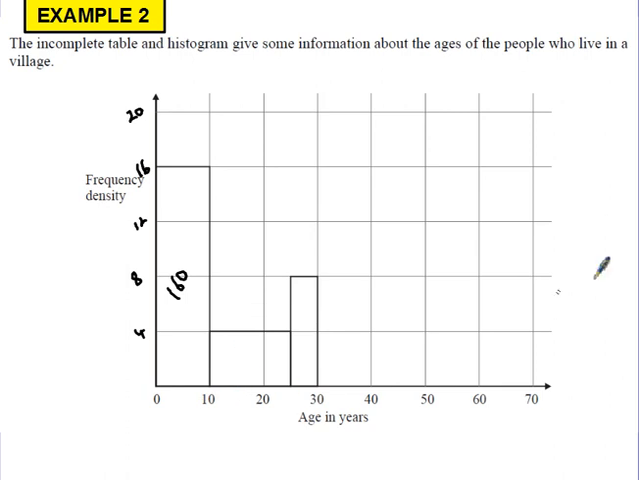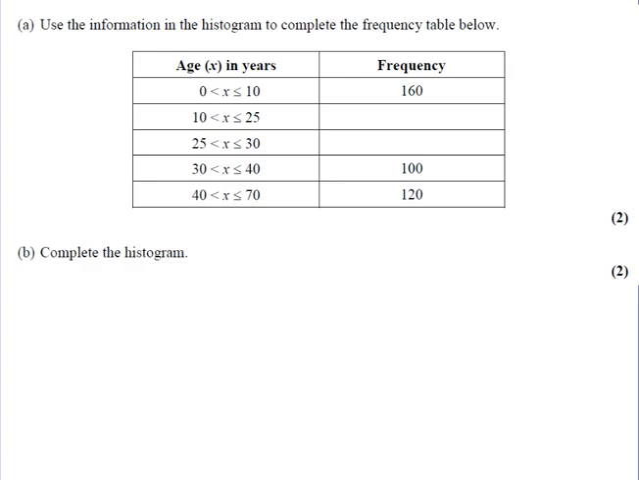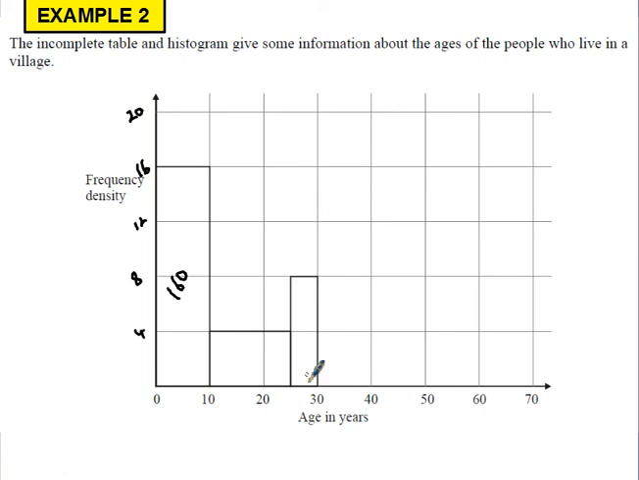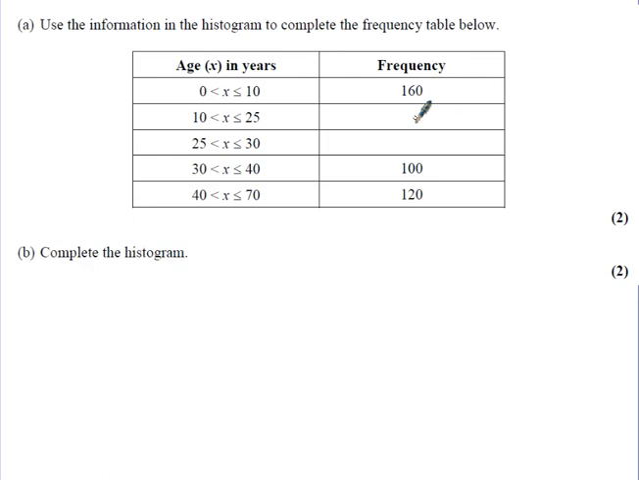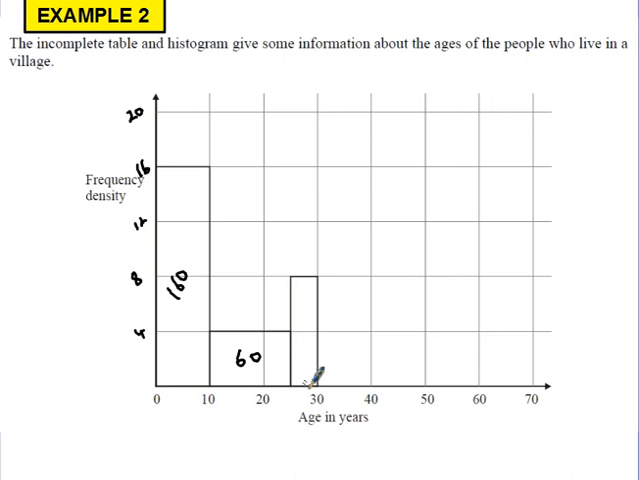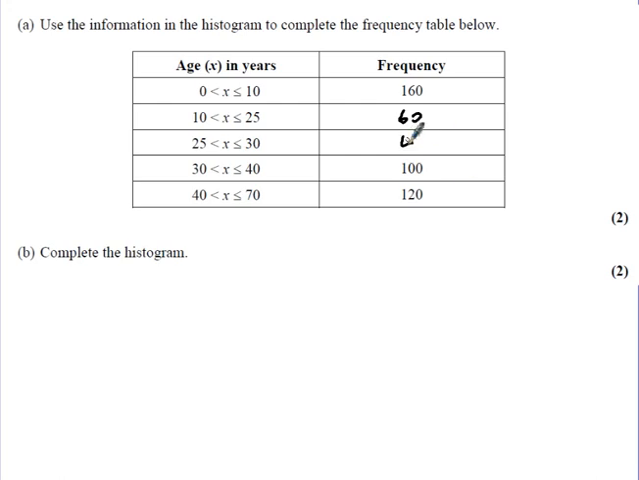Okay, so let's go to the next one. 10 to 25. So this is 15, and we times that by 4. So the area of this rectangle is 60. So if the area is 60, that represents the frequency. And the last one that we've got to fill in as a gap is 25 to 30. So this width here is 5, and it goes up to 8. So this rectangle is 5 times 8, which is an area of 40. So the frequency that it represents is 40. So that's part A complete.